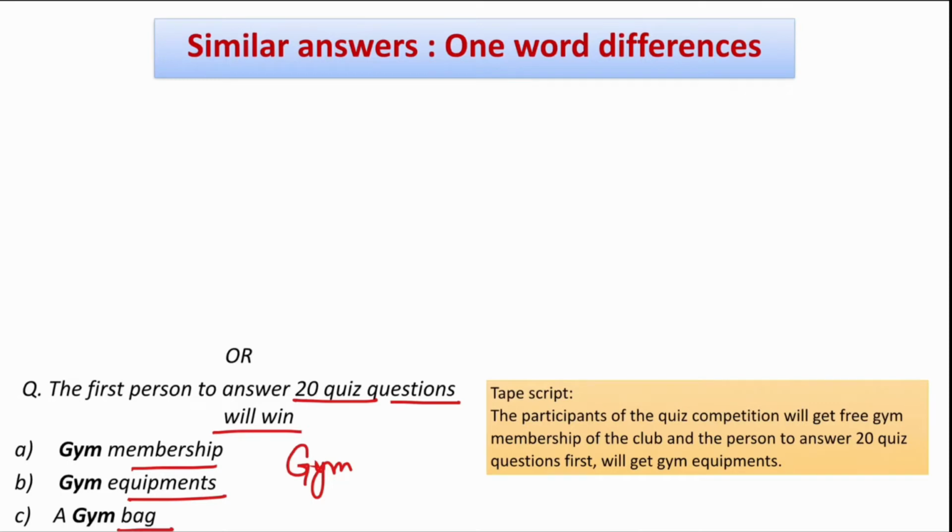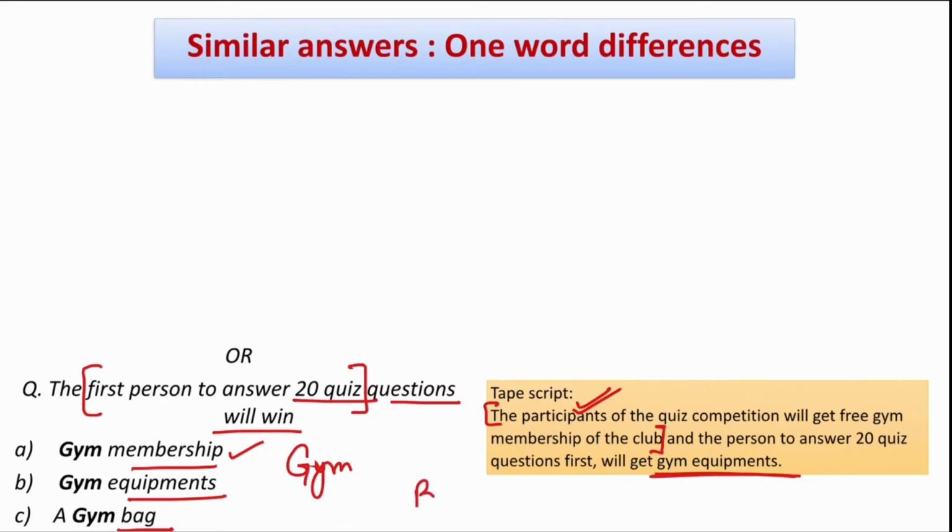Now, according to the first half, the answer can be gym membership. But here, according to the audio, they are mentioning the participants will get gym membership. But the question is talking about the first person to answer 20 quiz questions, which is referring to the answer called gym equipment.